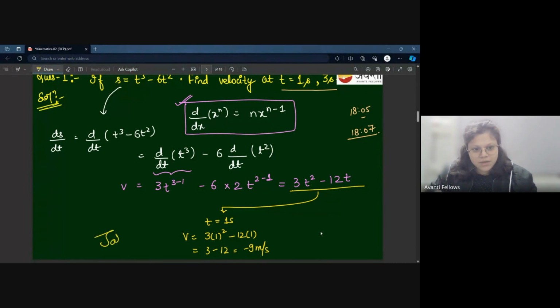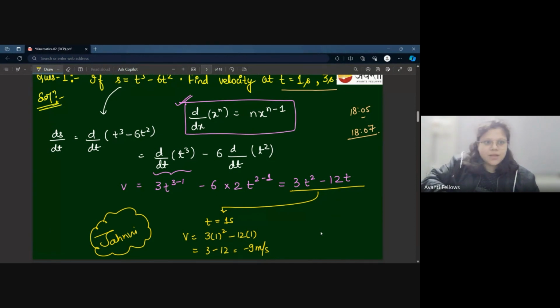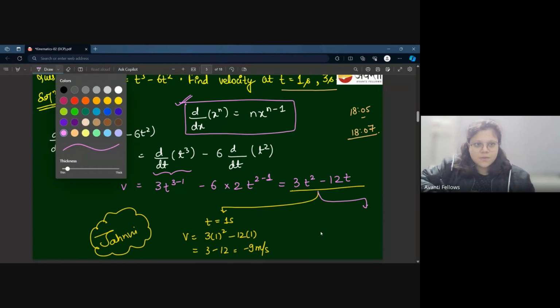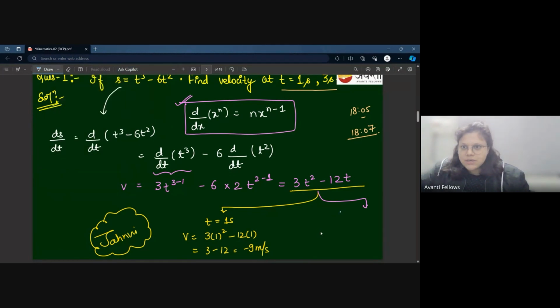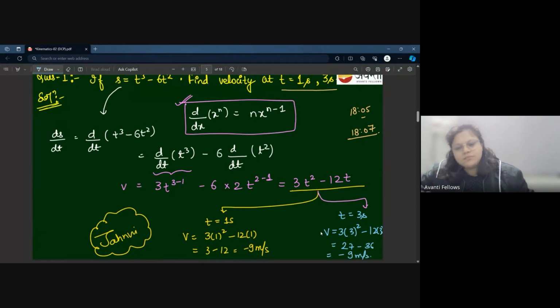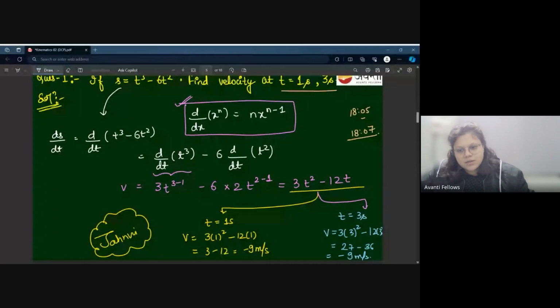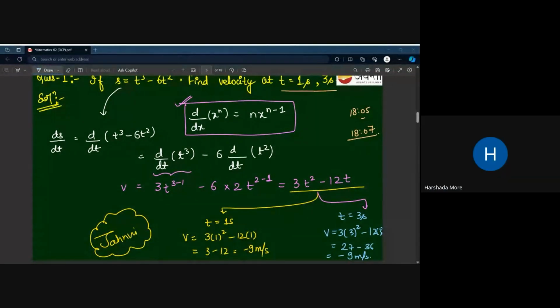And Janvi, give me the correct answer. The other one is t is equal to 3 second. And it would become v is equal to 3 into 3 square minus 12 into 3. It is 3 square, which is 9, so 27 minus 36. And again, it is minus 9 meter per second. Is it okay now? Yes, ma'am.